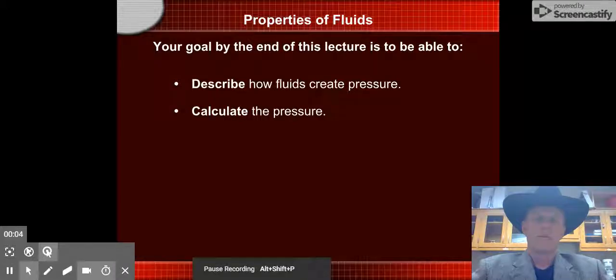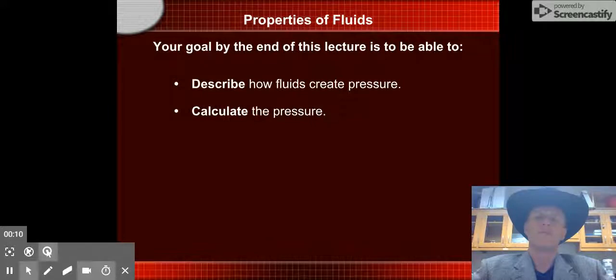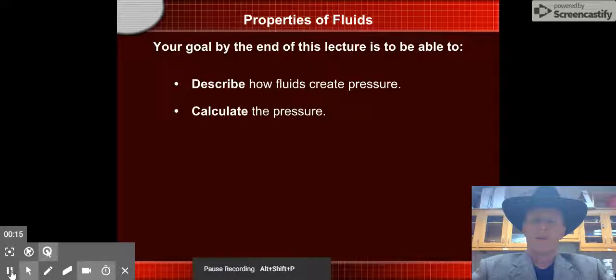Cowboy Joe here with a recapitulation of 13.10 on properties of fluids. Your goal by the end of this module will be to describe how fluids create pressure and calculate the pressure.